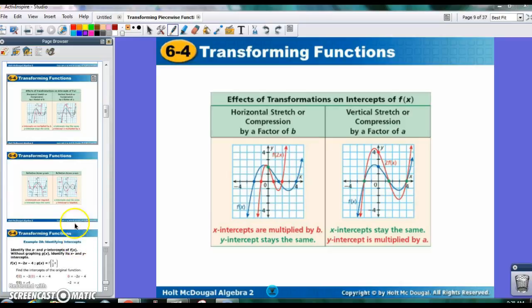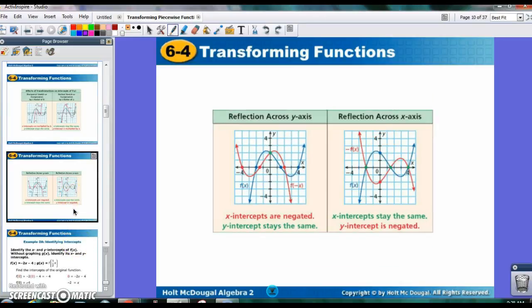Let's then talk about reflections. You always change the opposite intercept of the axis you are reflecting over. If you reflect across the y-axis, you change the x-intercepts. If you reflect across the x-axis, you change the y-intercepts. They end up just getting negated, so you change the sign. If it was negative, it becomes positive. If it was positive, it becomes negative.